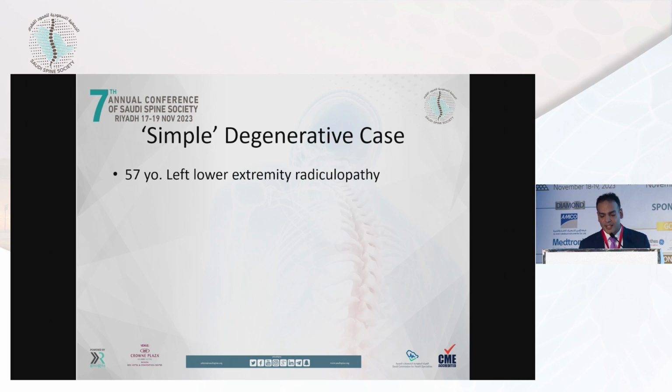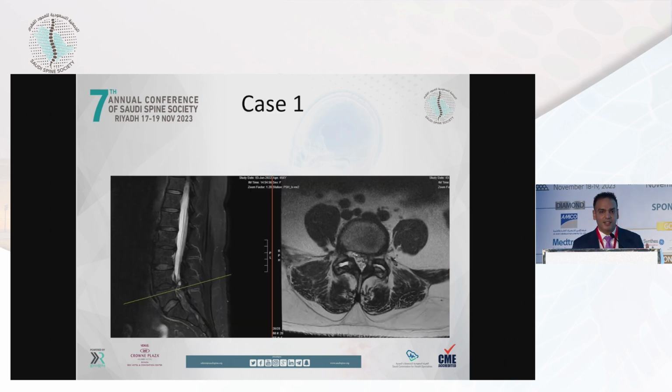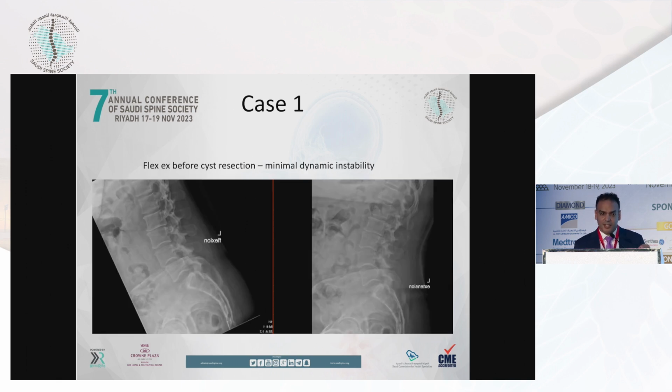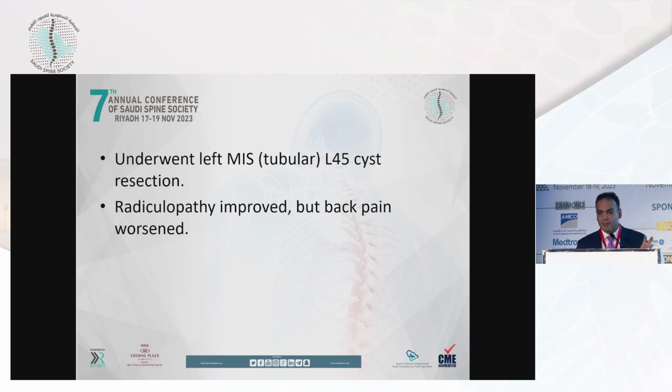So this is a case, we call it a simple degenerative case, a 57-year-old retired nurse. She came to me with a left lower extremity radiculopathy. She had an L4-5 cyst there. You can see on flexion extension, she had a spondylolisthesis, but it wasn't mobile. She didn't have a lot of back pain at that time, so what we did for her was a tubular MIS decompression of that cyst. Her radiculopathy got a lot better, but unfortunately her back became worse, and so she was not so happy.